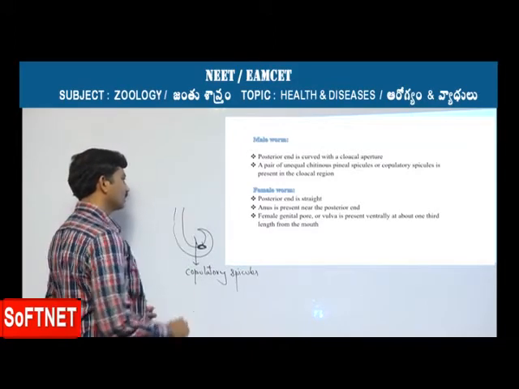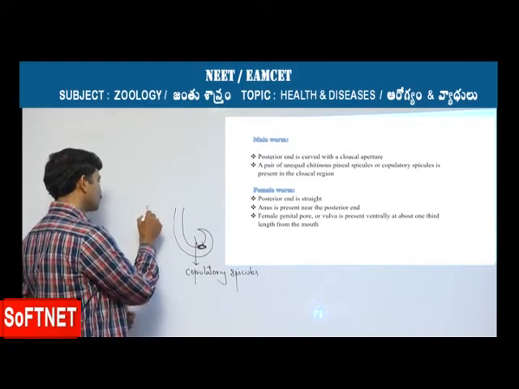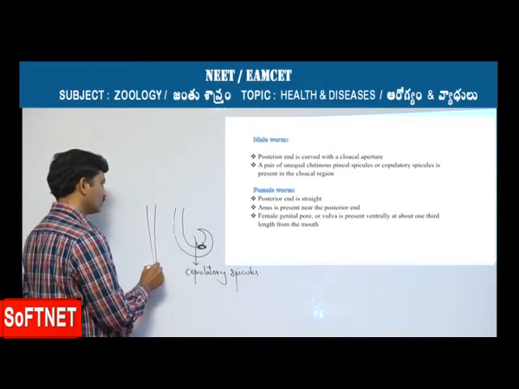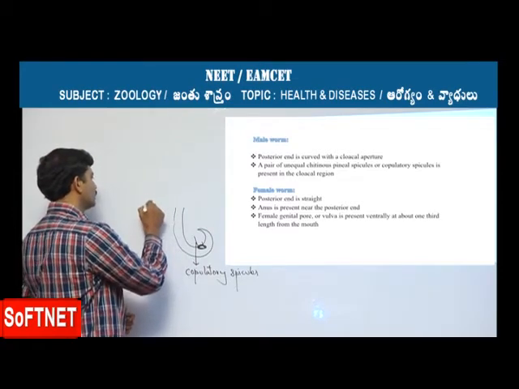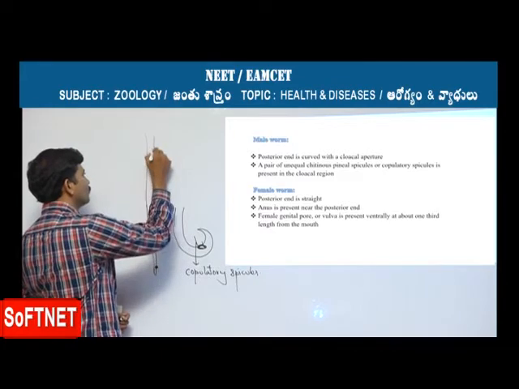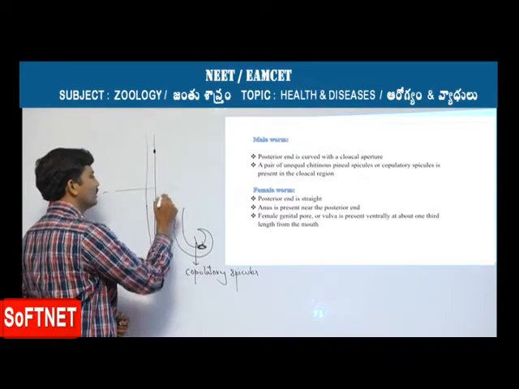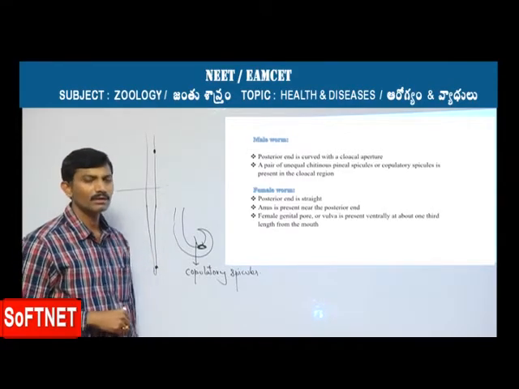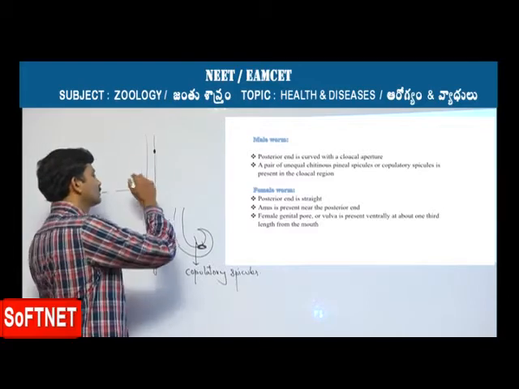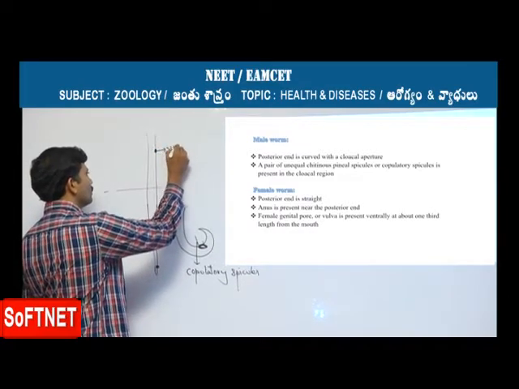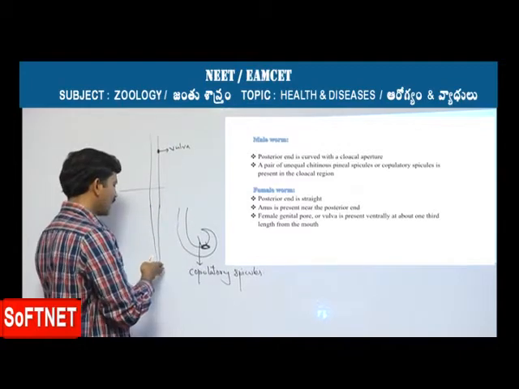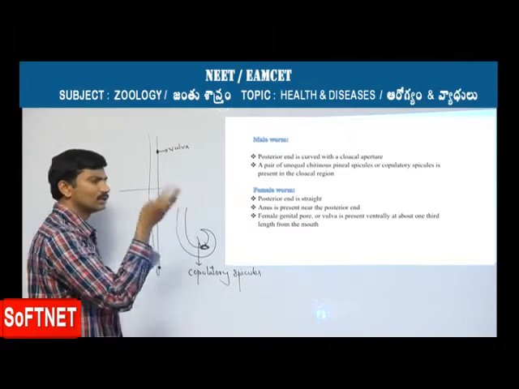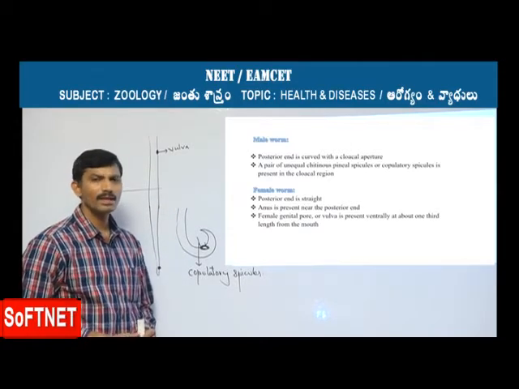Now move on to the female worm. The female worm's posterior end is straight. So the anus is present near the posterior end, and the female genital aperture is present at almost 1/3 of the length from the anterior end on the ventral side. Almost 1/3 of the length from the mouth on the ventral side of this worm, it is provided with the female genital aperture or vulva. The presence of the anus, straight posterior tail, and vulva are also seen in the female Ascaris also.